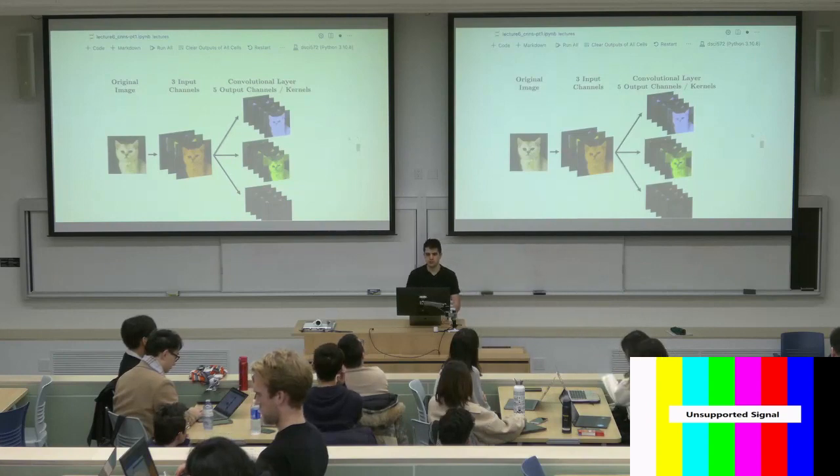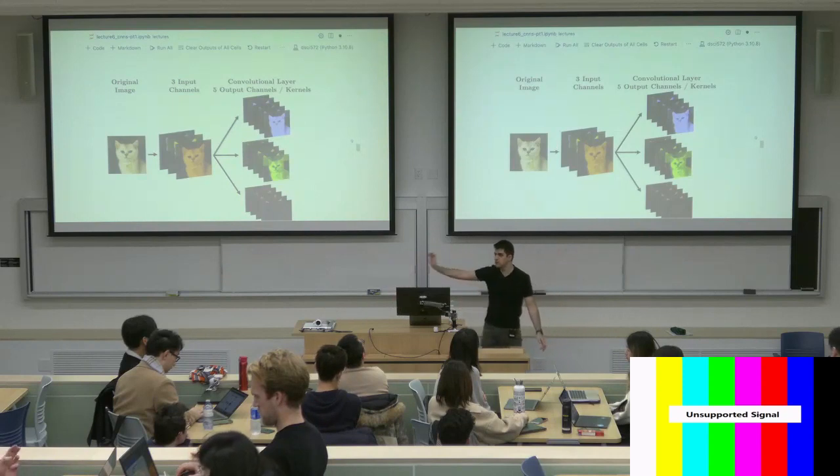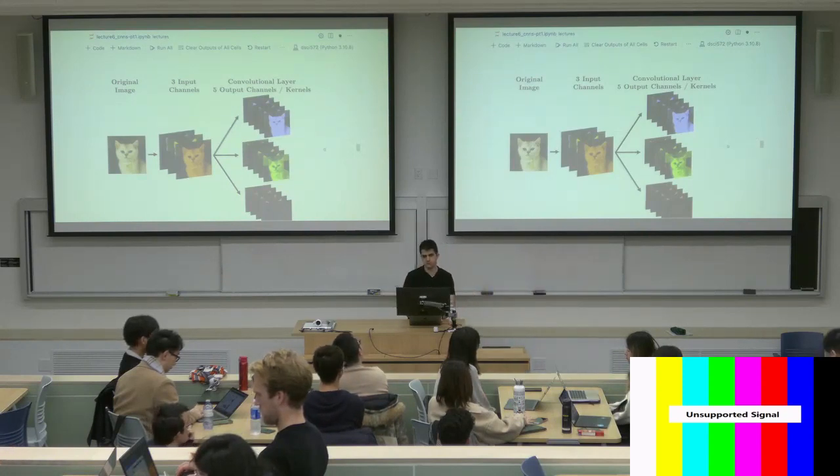Okay, so you apply one convolution layer. It takes care of how many input channels you have, how many output channels you want for each input channel, and it generates those features for you.